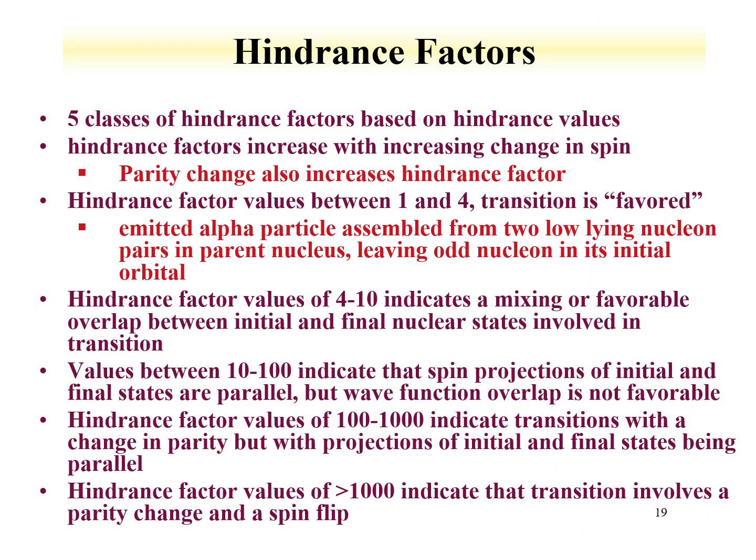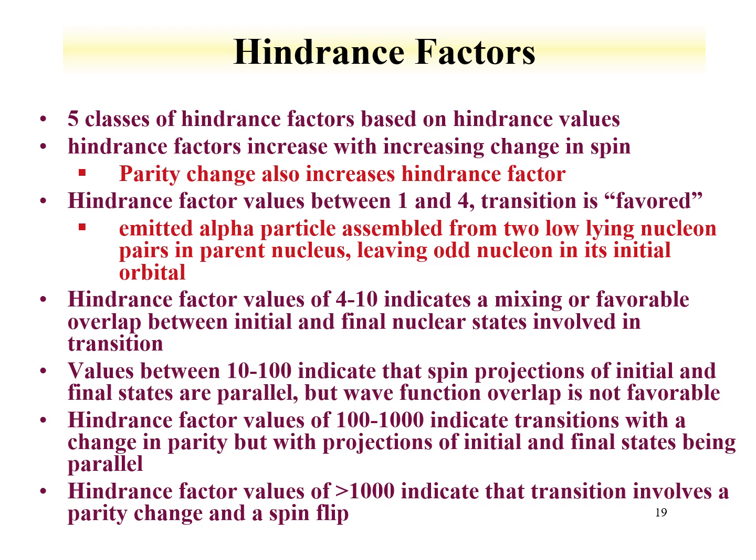there are 5 classes of hindrance factor that are based upon some values. We can describe the transitions as favored or less favored. If you have a hindrance factor between 1 and 4, the transition is a favored transition.